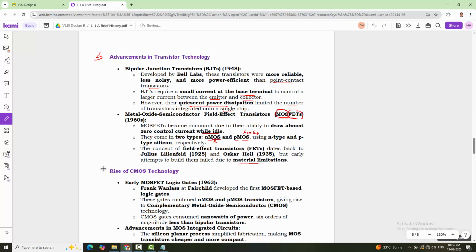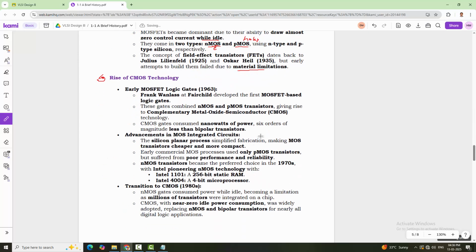Now let us see how exactly CMOS technology arose. Early MOSFET logic gates were built in 1963, and there is a person we want to name here. Frank Wanlass at Fairchild developed the first MOSFET-based logic gates, and then these gates combined NMOS and PMOS transistors, which gave rise to complementary metal oxide semiconductor, shortly called CMOS technology. CMOS gates consumed nanowatts of power, which is six orders of magnitude less than the bipolar transistor.